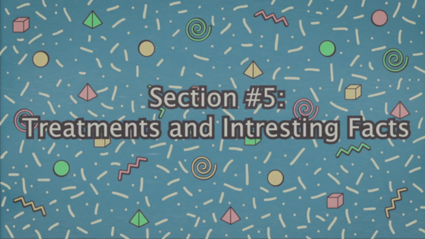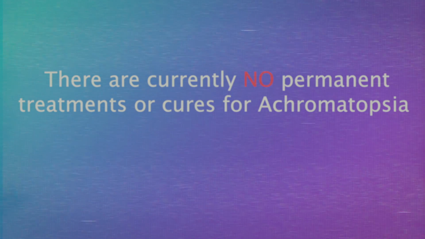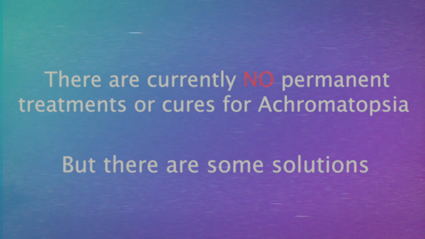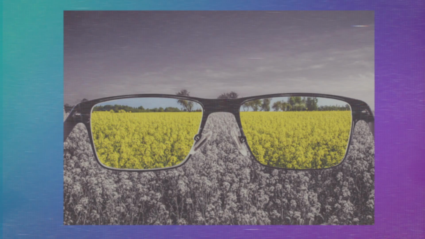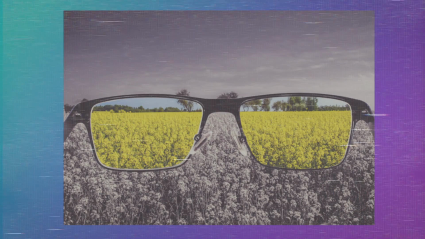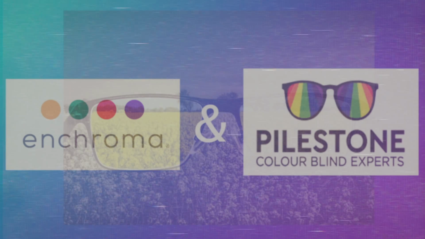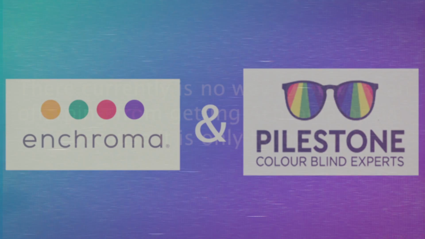Section 5. Treatments and Interesting Facts. Currently, there are no permanent treatments or cures for people with achromatopsia, but there are things people can wear to still see some or all color. Certain glasses and spectacles can help people with achromatopsia be able to see color. Although this technology works in many cases, it does not work in some, and it only helps people to a certain extent see color. Companies like Enchroma and Pilestone help make glasses like this to help people.